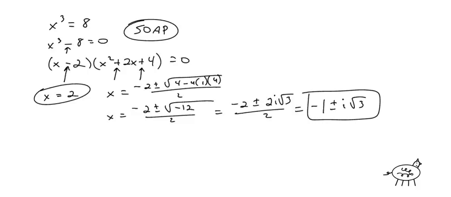So let's write this. I'm going to write this in the corner here. Our answer that we just got was x equals 2 and x equals negative 1 plus or minus i root 3. That's what we got from factoring. Okay, so this is kind of the big deal here now with de Moivre's theorem.